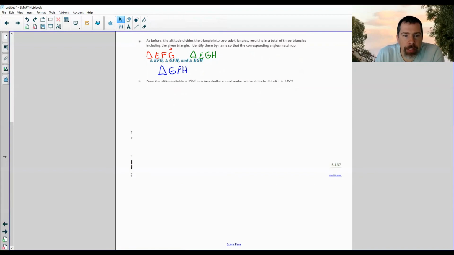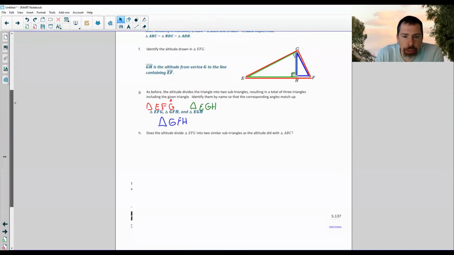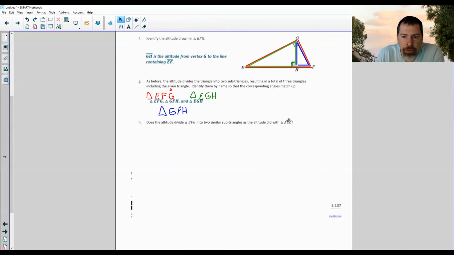Okay. And then finally, does the altitude divide EFG into two similar subtriangles as the altitude did with triangle ABC? And the answer is yes, because if I compare the green to the red, they share E and they both have 90-degree angles, so that's angle-angle similarity. If I compare the little one to the green one, blue to green, they share F and they both have 90-degree angles, so that's angle-angle.